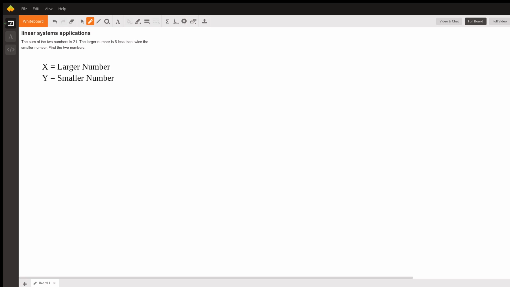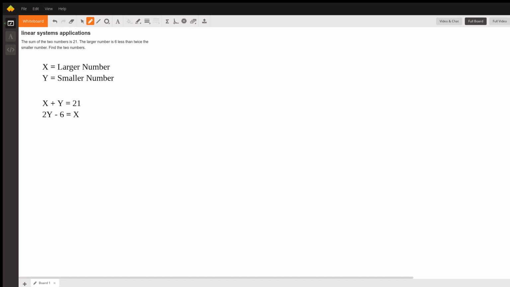From there, we're going to use the substitution method, and that is going to require using two different equations. The first equation we're going to get from our first sentence, the sum of two numbers is 21. So x plus y will equal 21. The second equation I'm going to get from the second sentence, the larger number is 6 less than twice the smaller number. We know that twice the smaller number minus 6 is going to equal our larger number.